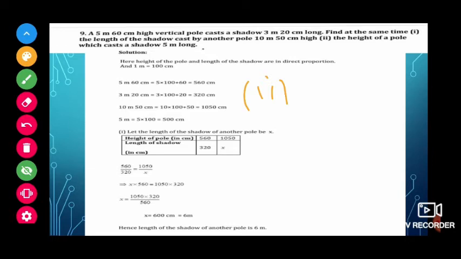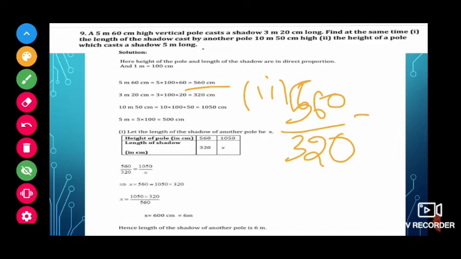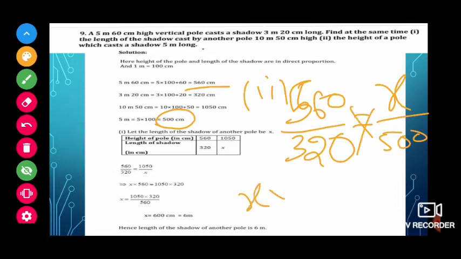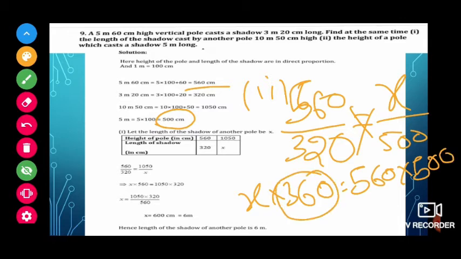And what is the given information? If this is 560 centimeter, then the shadow is 320. That is equal to, now we are having the shadow as 500. Then let's take the pole height as x. Okay, now do the cross multiplication. X into 320 is equal to 560 into 500. Now the 320, if it goes to that side, becomes division 320. If we do it from here, we will get the answer. Okay, just do it as homework.